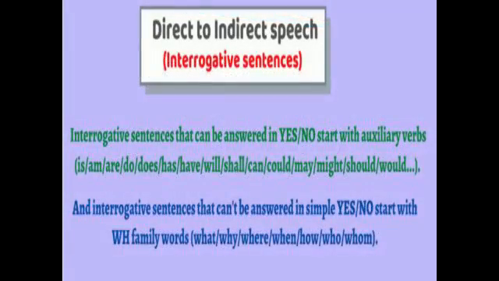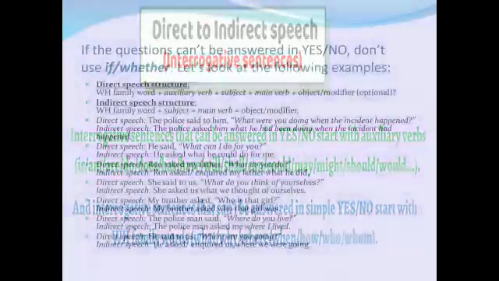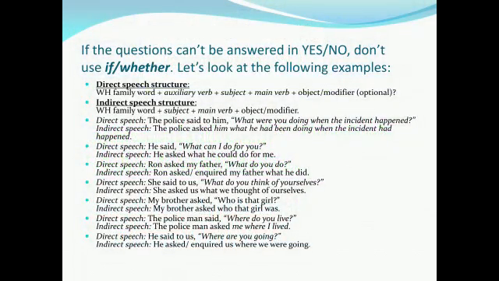Once again, I have highlighted the rules here. So you can see interrogative sentences that can be answered in yes or no start with auxiliary verbs like is, am, are, do, does, has, have, will, shall, can, could, may, might, should, would, etc. And interrogative sentences that can't be answered in simple yes or no start with WH family words: what, why, when, where, how, who, whom, etc. Now we'll deal with further examples. If the questions can't be answered in yes or no, don't use if and whether.